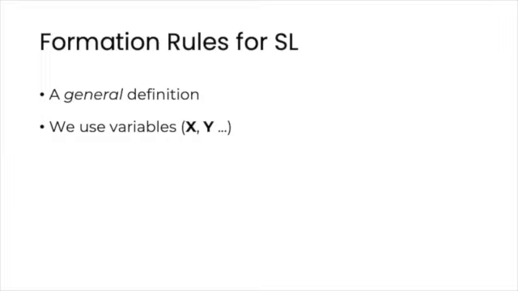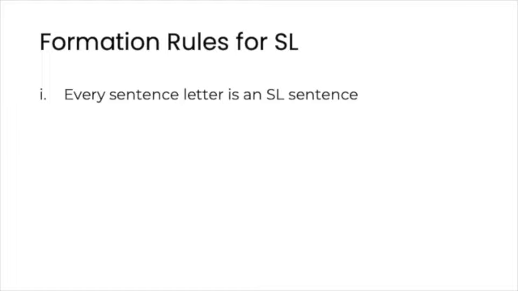So here we go. The first clause is the following. Every sentence letter is an SL sentence. Remember that sentence letters are uppercase letters from the alphabet. So any of these letters, with or without index, is going to count as a sentence. Notice that each sentence letter counts as an atomic sentence, so that these give us a definition of an atomic sentence in SL. The rest of the clauses involve the connectives, so they implicitly define the notion of a compound sentence. In fact, there is one clause for each of the connectives we've introduced so far.